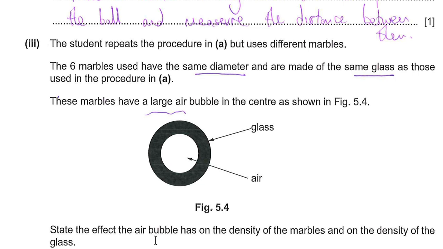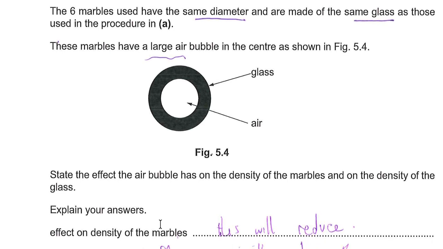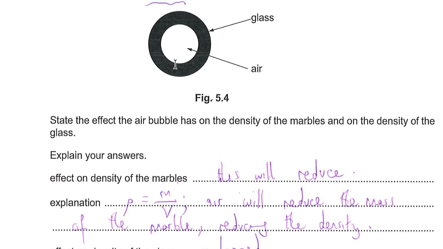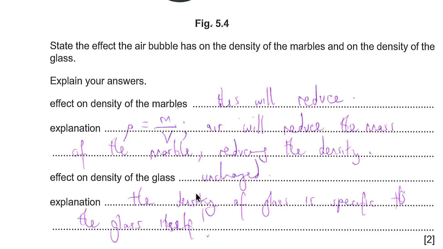Okay. Hopefully you'll agree with me here that the effect on the density of the marble is that it will reduce. Why? Well, because the mass of the marble will decrease. Rho is m over v, and so therefore the density of the overall marble will decrease. However, the density of the glass will be unchanged, and the reason for that is that the density of the glass is just the density of glass.